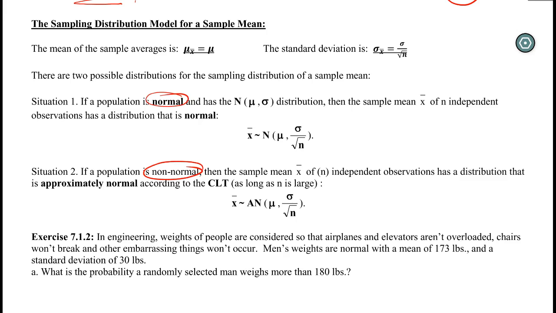But if we have something that is normal to start with, then we can finally use that big capital letter N that we've been ignoring up until now. So if we're told normal, we get normal. If we're told it's not normal, we get approximate normal. So we'll see this in an example moving forward.